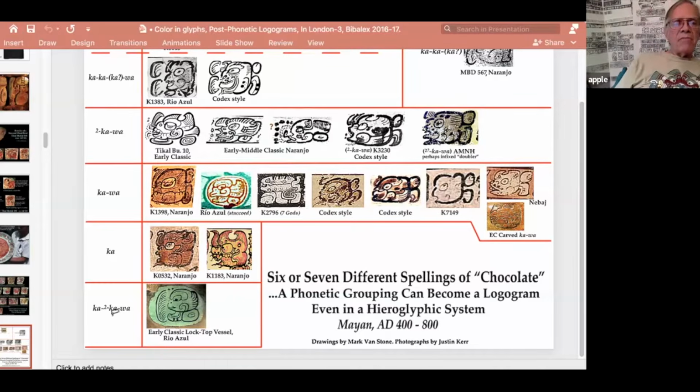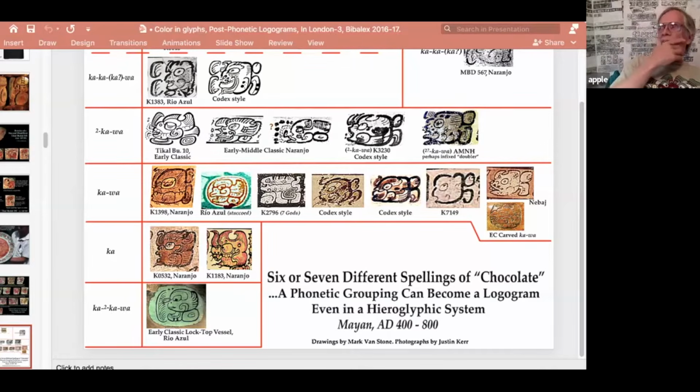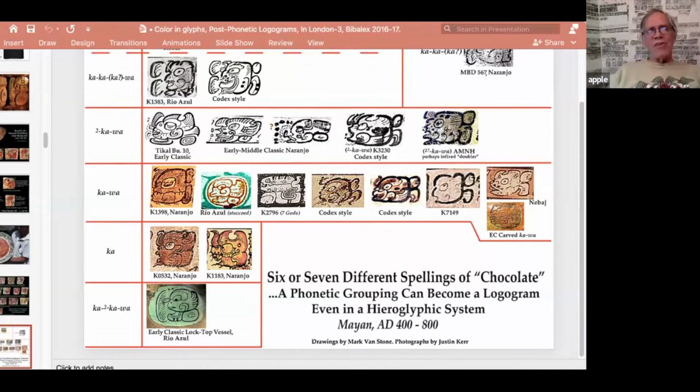And this is the famous vase that was found intact in a tomb with the lock top, and they sent samples of the dried up chocolate to the Hershey Company, and of course Hershey was able to identify it as chocolate. I wonder if they'd sent it to somebody else, would it have come back as chocolate? But anyway, they proved that the vessel did contain chocolate, and it mentions this.